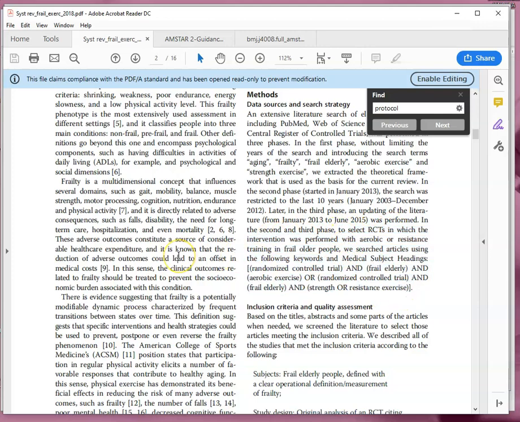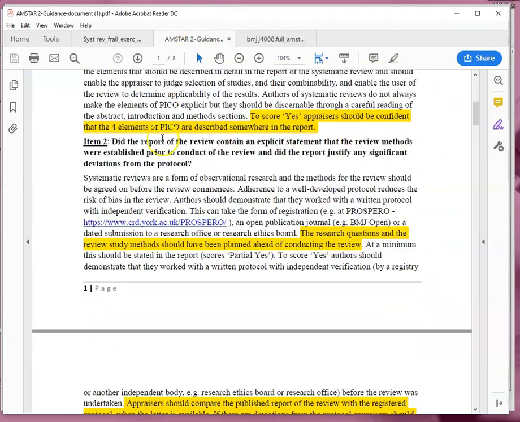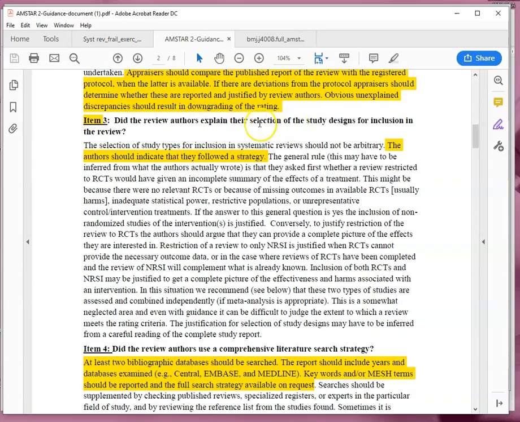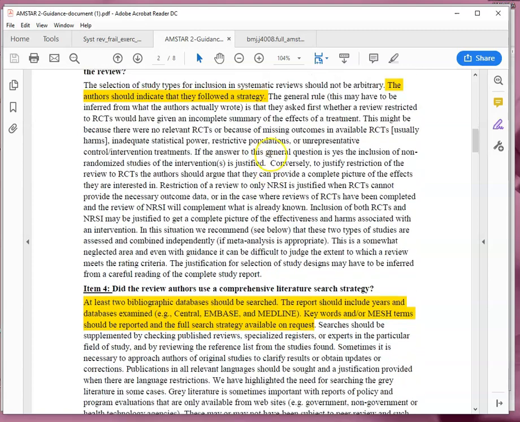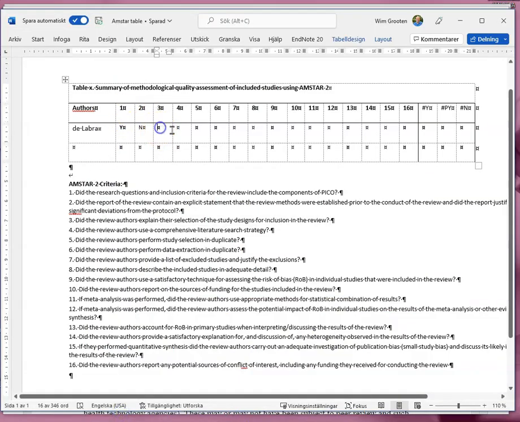And of course you can argue, for example, if you look to this AMSTAR 2 guidelines, it's very clear here that you have to explain the selection of the study designs. So you need to have a strategy. So if there was no relevant RCTs, you go for the next ones. But there's nothing. So I will put a no on this one. They have said that it's RCTs, but it's not more than that. It's no explanation.